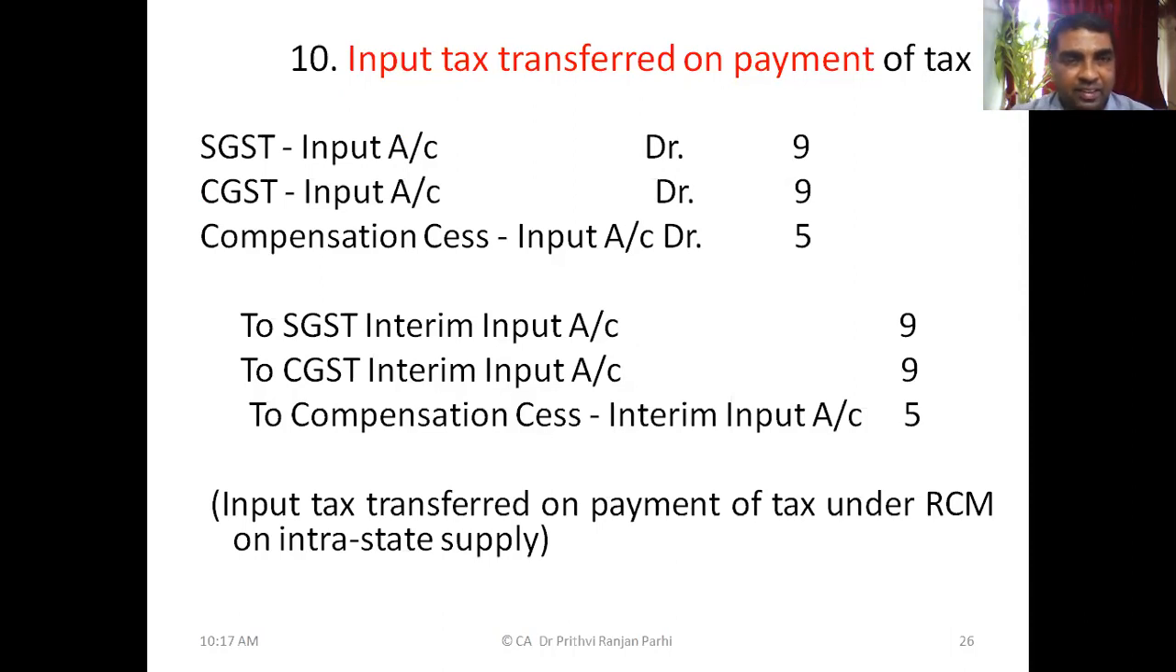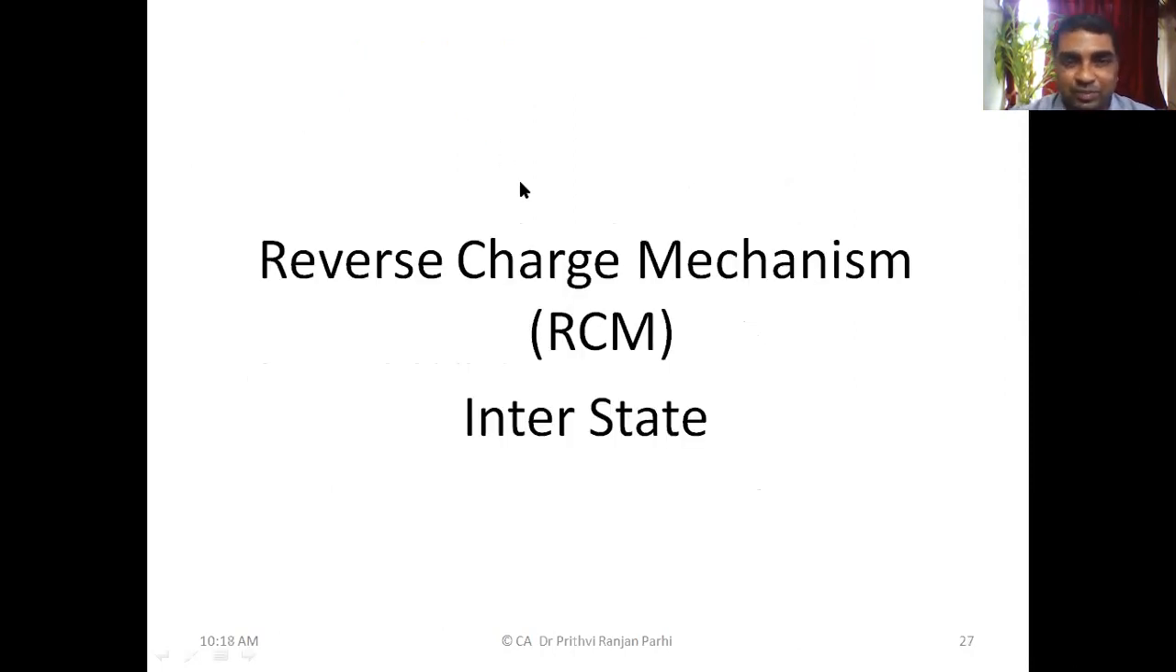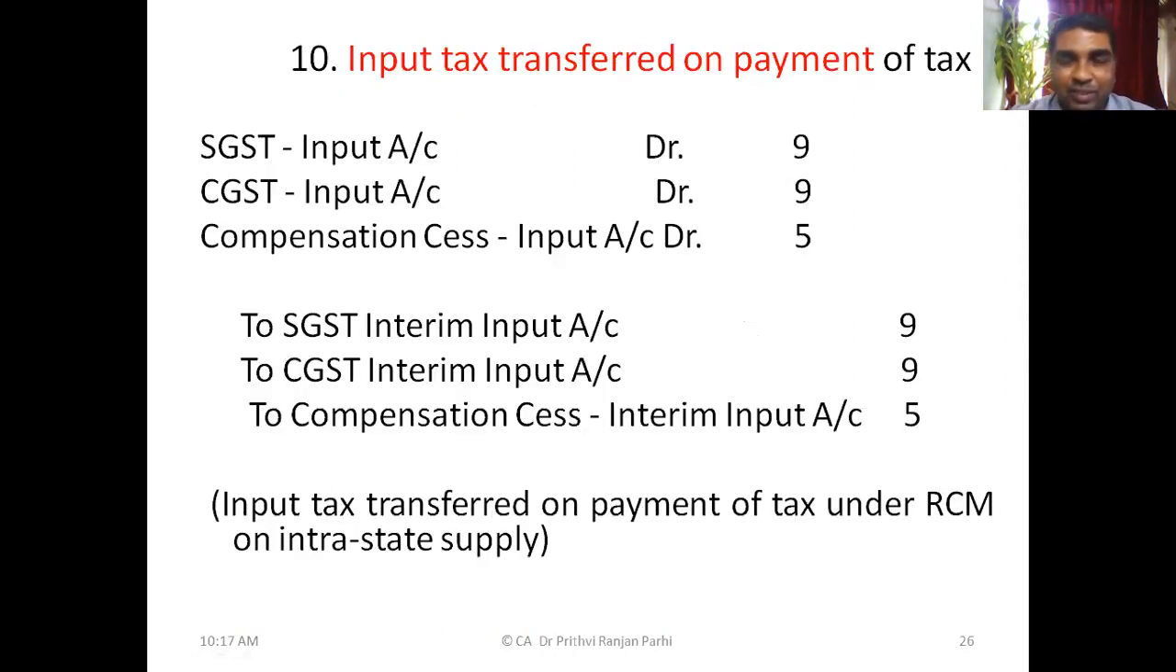Yeah, this entry I had explained to you. Now, finally input tax credit, ITC, is taken. Once payment is made, ITC can be taken. When you take the ITC, you credit the interim input tax, which was taken in the first entry, and final input tax credit is available. That is about intrastate transactions; we have understood.